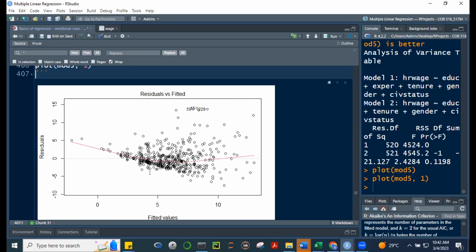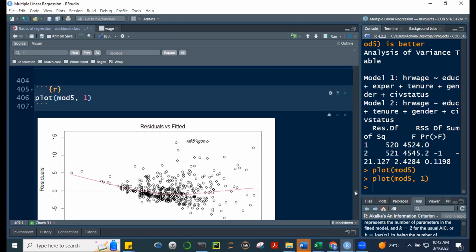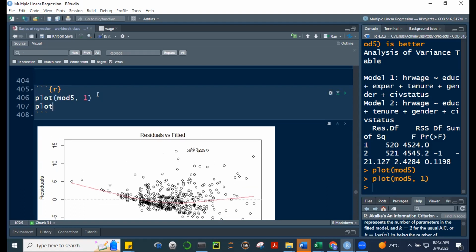Hindi equal yung, hindi constant yung variance. As you increase the fitted values, tumataas yung residuals natin. Okay, so this is a visual indication that we are violating for this model the homoscedasticity assumptions. Okay, and then let me plot model 5.